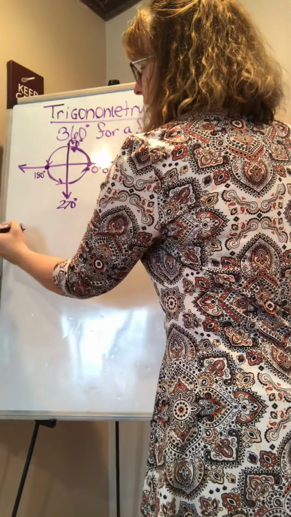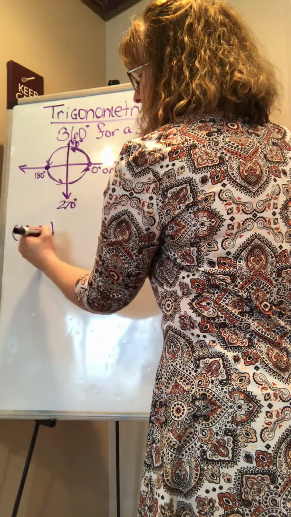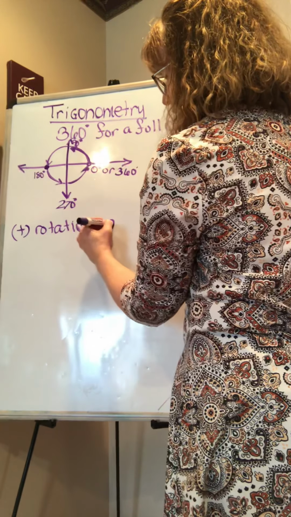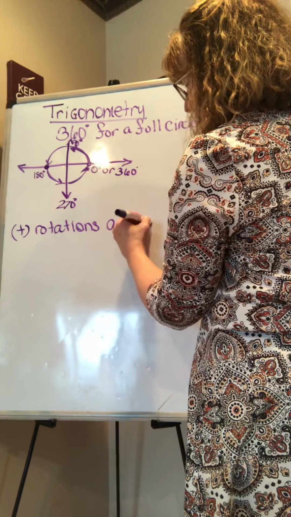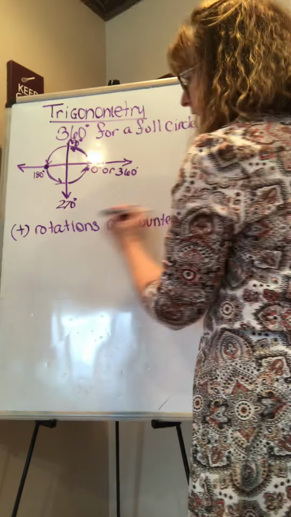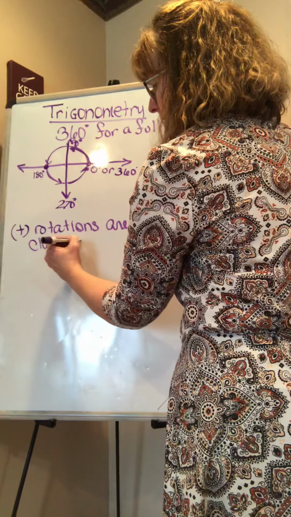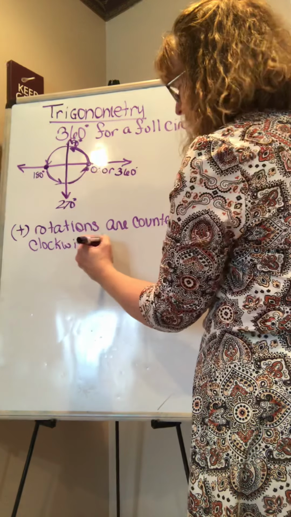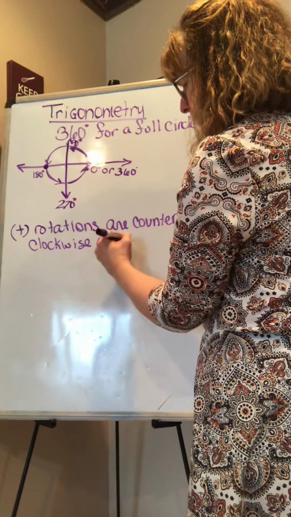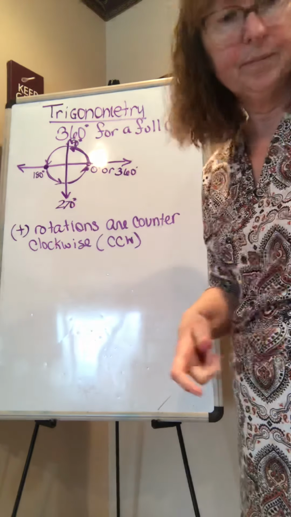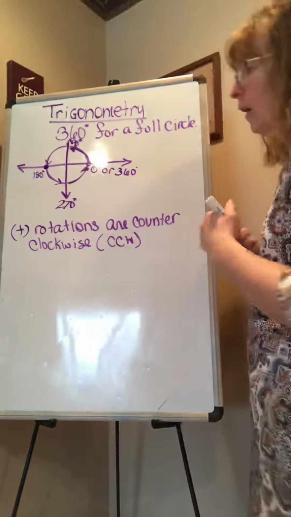So positive rotations are counterclockwise, or I like to abbreviate it as CCW. If I were to rotate negatively, then that would be clockwise.